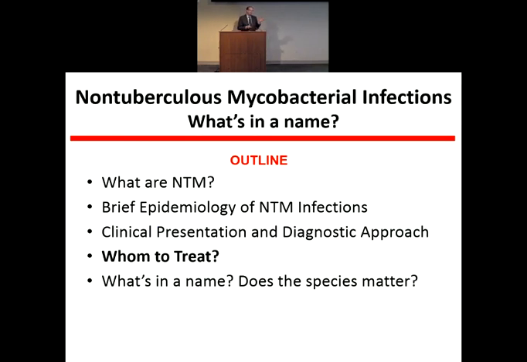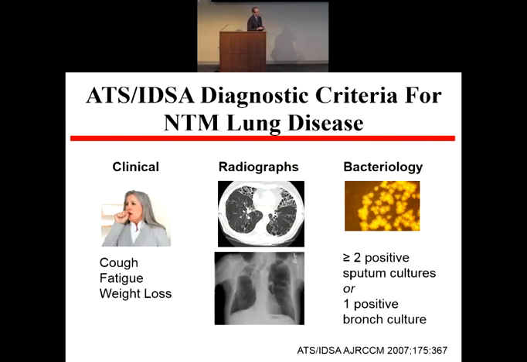So who do we treat? I said this before, that with TB, you grow one colony, you're a reportable case, and I start you on the same 4 drugs as if you grew 100 colonies. It's not the same here. So as a clinician, we suffer literally in clinic every day trying to make a decision: am I going to treat this patient? These are the criteria that were developed by the American Thoracic Society and the IDSA. They're clinical criteria, radiographic, and bacteriologic. So we assume that the patient has symptoms, that they have a radiograph like one of the ones I showed you, but ultimately it's a bacteriologic diagnosis. And we require 2 or more positive sputum cultures.